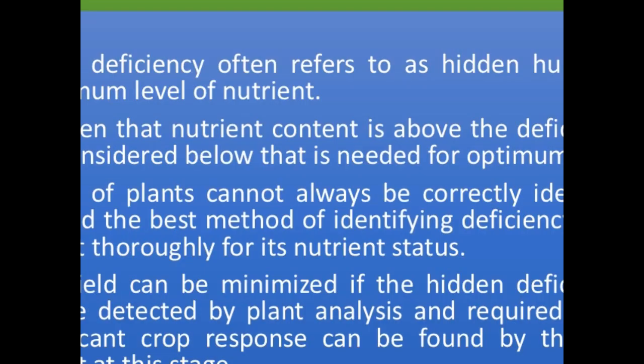The hidden hunger of plants for nutrients. The subclinical deficiency is often referred to as hidden hunger, a situation below the optimum level of nutrients. It may so happen that the nutrient content is above the level at which deficiency symptoms are shown but is still below what is needed for optimum growth. Hidden hunger of plants cannot always be correctly identified by visual observation, and the best method of identifying deficiency is to test the plant thoroughly for its nutrient status.